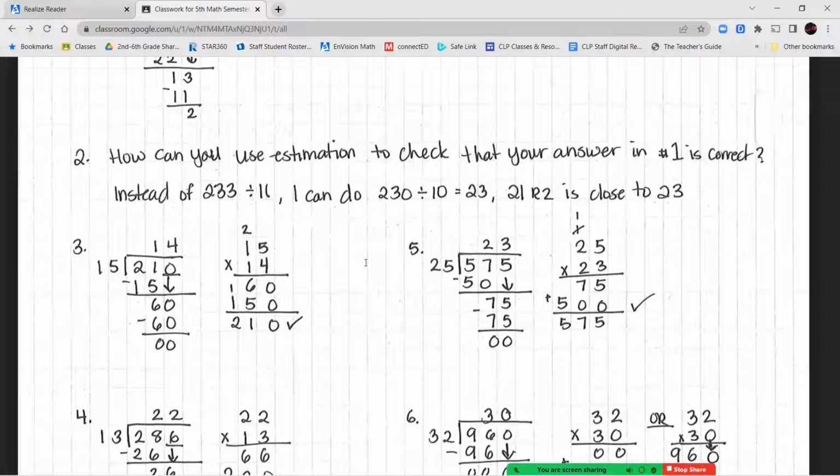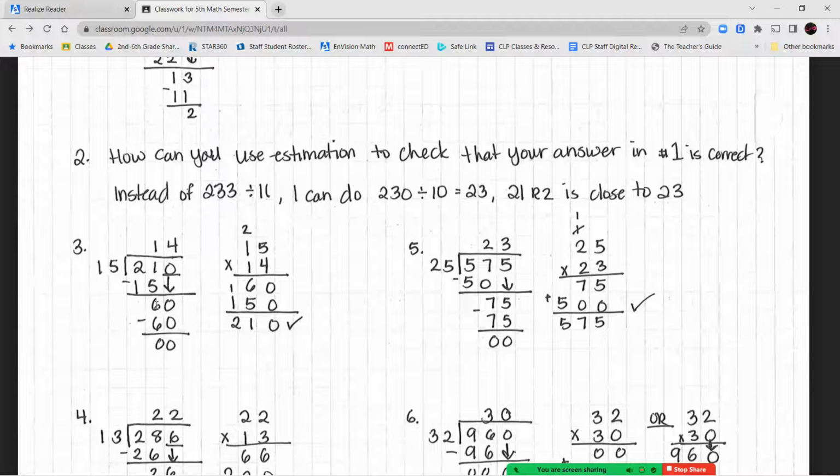For number 3, we had to find 210 divided by 15. So 15 doesn't go into 2, but there is one group of 15 in 21, so we put that 1 over there. 15 times 1 is 15. I subtract off the 15, and I'm left with 6. Then I drop that 0.